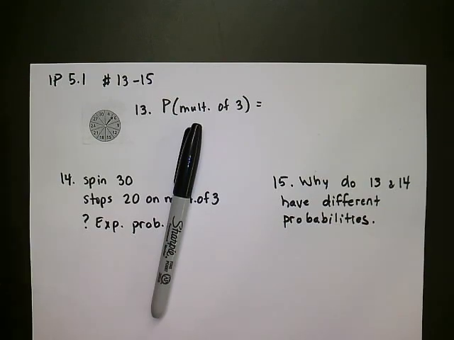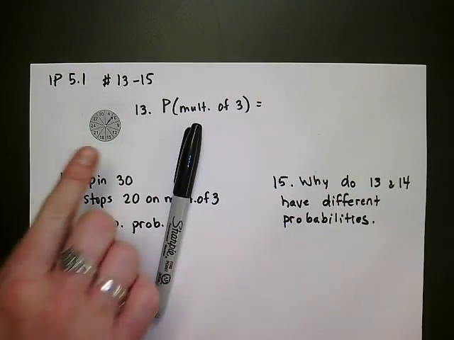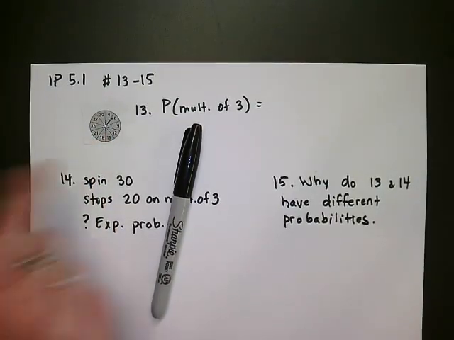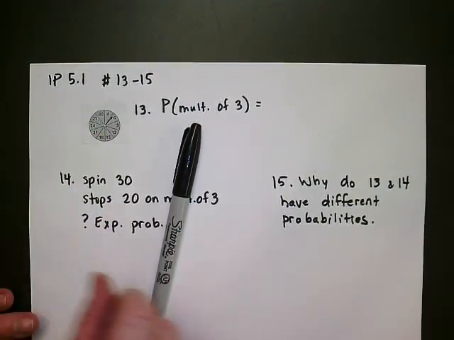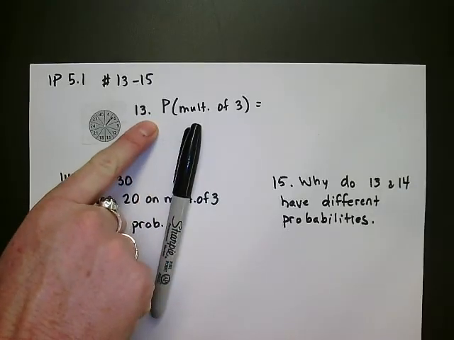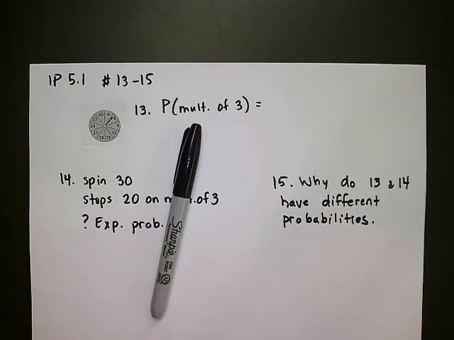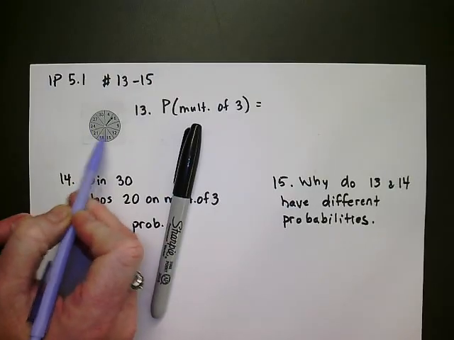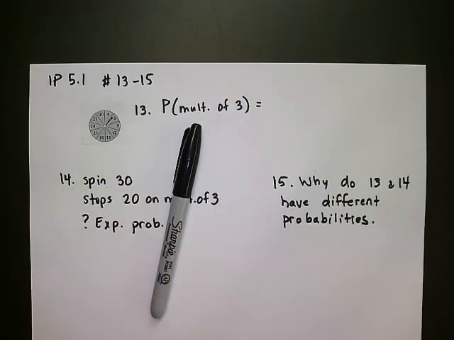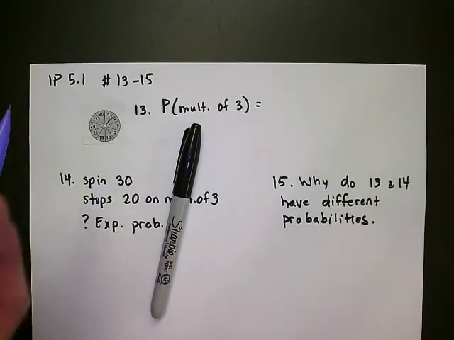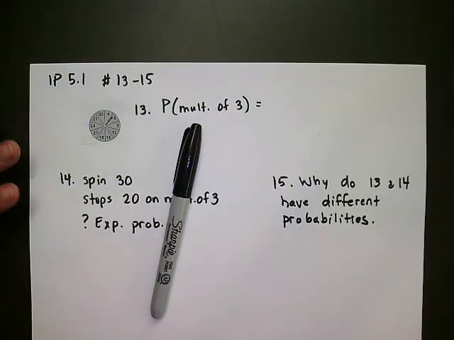Looking at independent practice 5.1, these problems were all connected. It's numbers 13 through 15, and they're all related to this little spinner, which I know might be kind of tiny in the video. They asked first on number 13, what's the probability of getting a multiple of 3? First thing that's really important is that we recognize on that spinner, all of these little pie slices are equally spaced, which means they're equally likely for the spinner to land on.